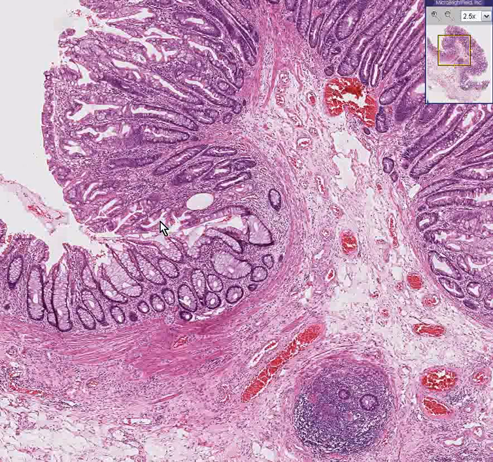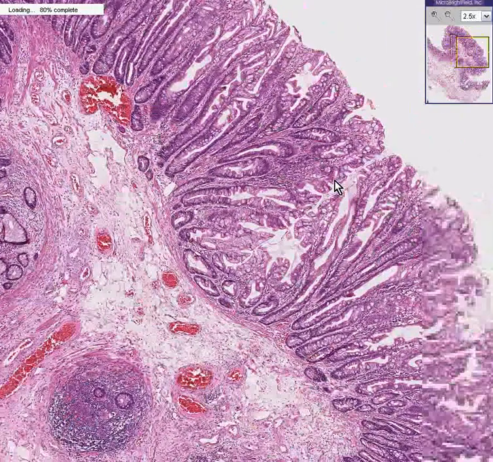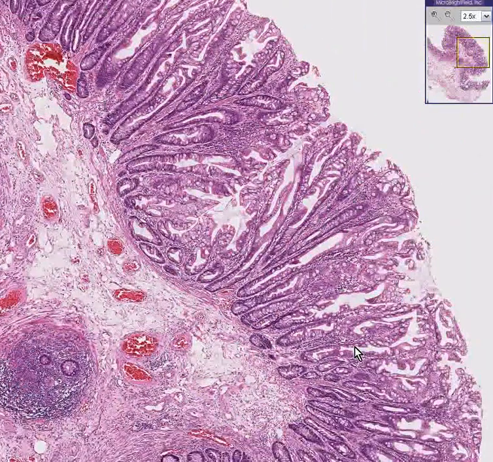But the most important feature that differentiates this as a hyperplastic polyp is the fact that in many of these glands, the lumen, like here and here, is kind of jagged, or what they call serrated, and here and here. And that's really one of the classic diagnostic features of a benign hyperplastic polyp.